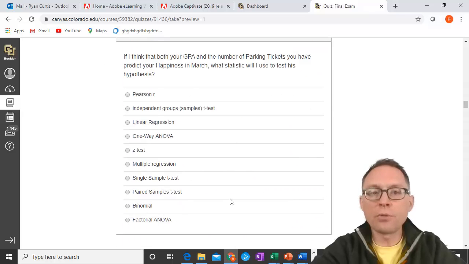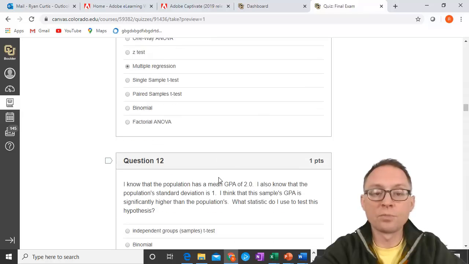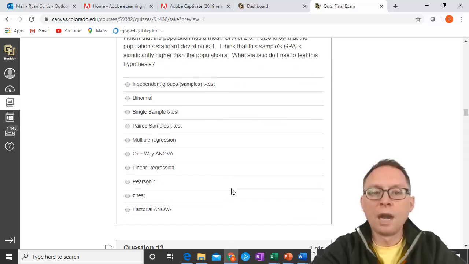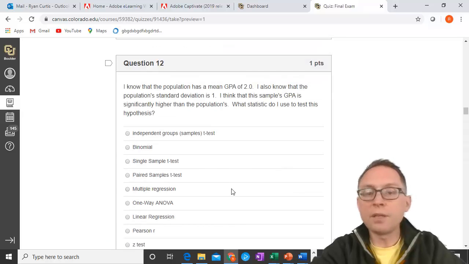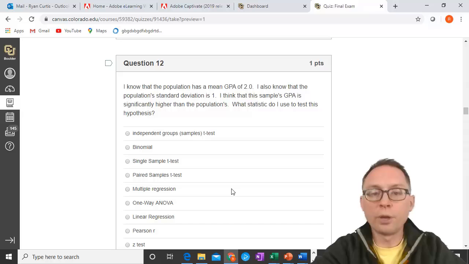If I think that both your GPA and number of parking tickets you have predict your happiness in March, what statistic will I use to test this hypothesis? So think about this. GPA is continuous. Number of parking tickets is also continuous. They're predicting one other continuous variable, happiness in March. That's a multiple regression.